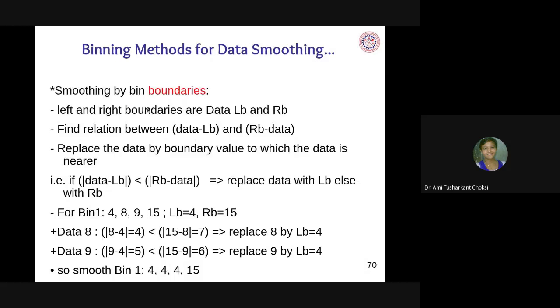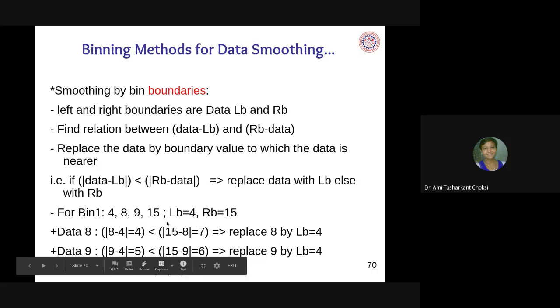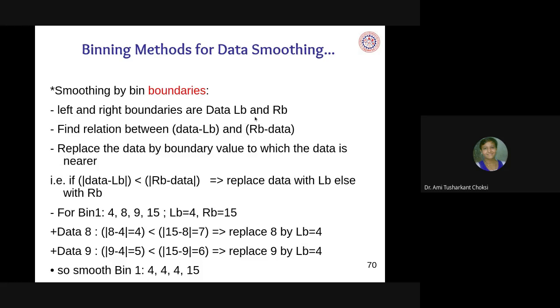Now, the third way of smoothing by bean is by bean boundaries. Let me show you that in words, then after that I'll explain with a numerical example. Left and right boundaries are, say, LB and RB. Such words you will not find anywhere, but if I explain with this, you can understand very easily. So let us say the left data is LB and the right data in the bean, not in the whole data, is RB. Now what to do is find a relation between data minus LB and RB minus data. LB is the left boundary data, and RB is the right boundary data, right?